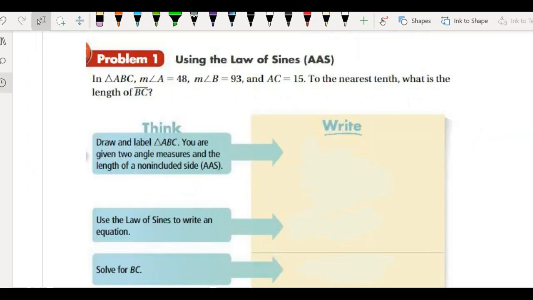Okay, so now we're going to do a problem. So we have in triangle ABC, so I'm going to draw a triangle, and it doesn't matter if it's to scale or not. So I'm just going to draw a triangle. So I've got A, B, and C. Angle A is 48 degrees. Angle B is 93 degrees. Length AC is 15.